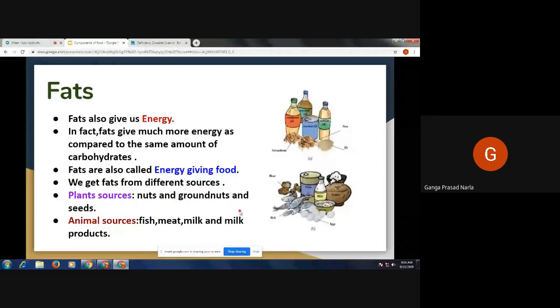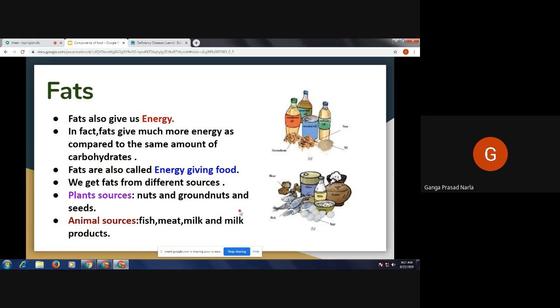Both carbohydrates and fats provide us energy, but fats provide much more energy compared to carbohydrates. So fats are also called energy giving food because they provide energy to us. We get fats from two sources: one is plant source, another is animal source.